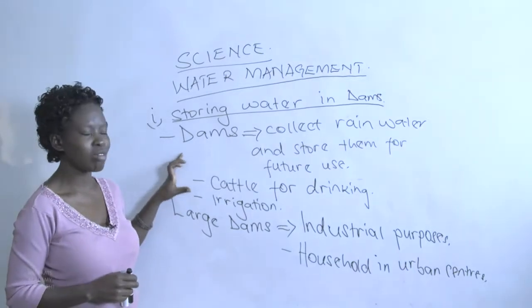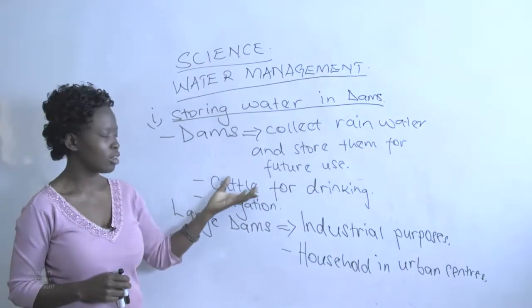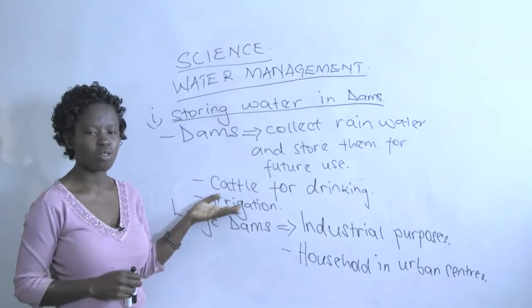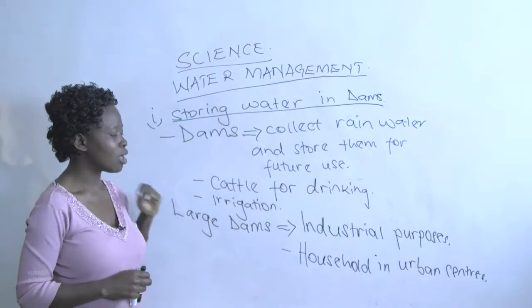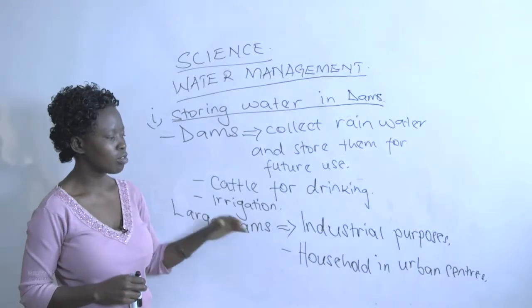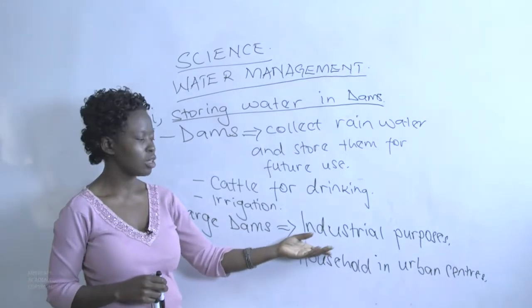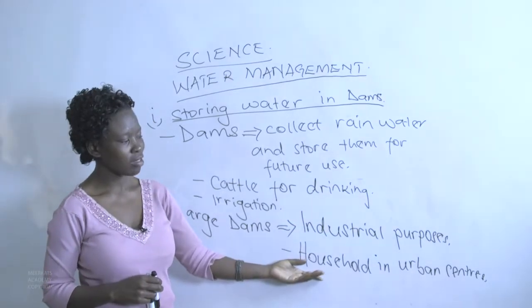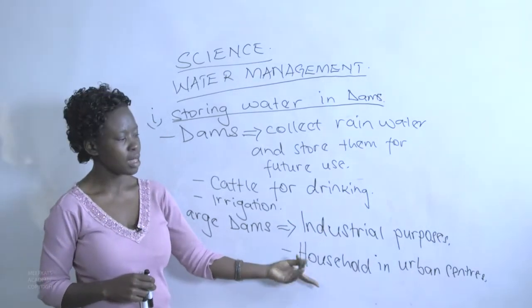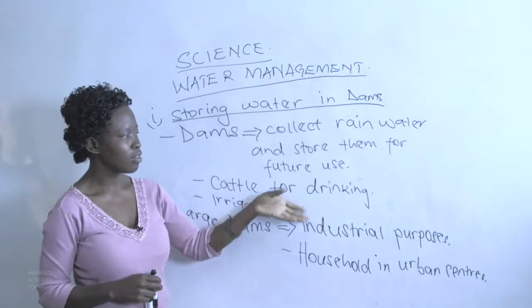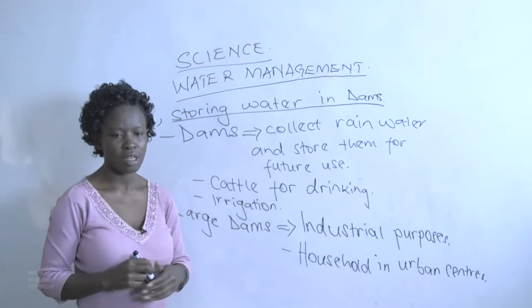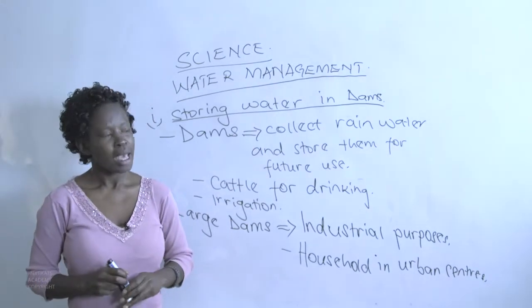So small dams will provide water for animals. Then the water can also be used for irrigation purposes. Then we have the large dams that have been constructed, which provide water for industrial purposes and some household purposes in urban centers. So we have the water in dams being managed in that given manner.